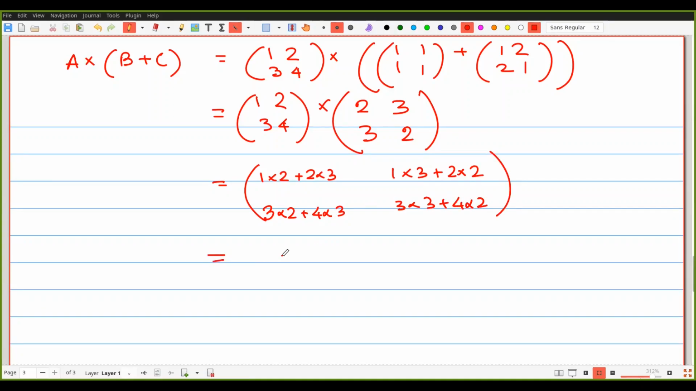Okay, then we are getting the result as 2 plus 6, that is 9, 3 plus 4, that is 7, 6 plus 12, that is 18. The first one will be 8, in place of 9. Right, that one is 8. Yeah, that one is 8. And that one, 9 plus 8, that means 17.